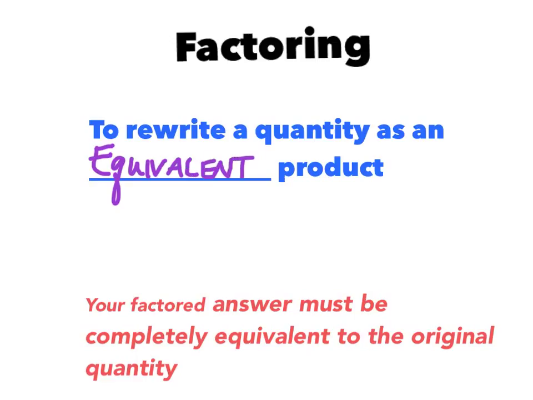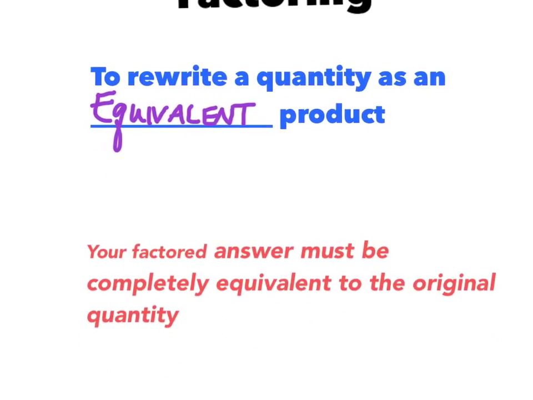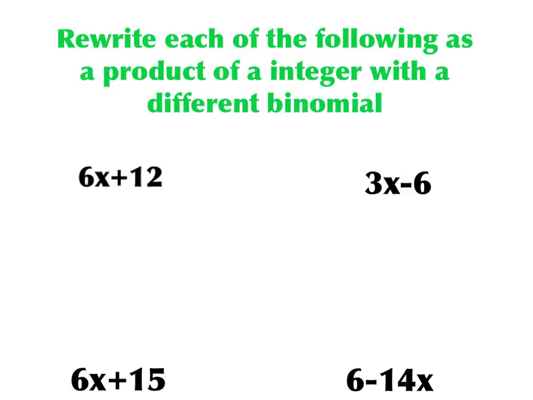Now, the nice part about factoring, and we can put this as our second little note here, is that your factored answer must be completely equivalent to the original quantity. So you always know if you're correct because you can simply distribute or FOIL it out to see if they match.